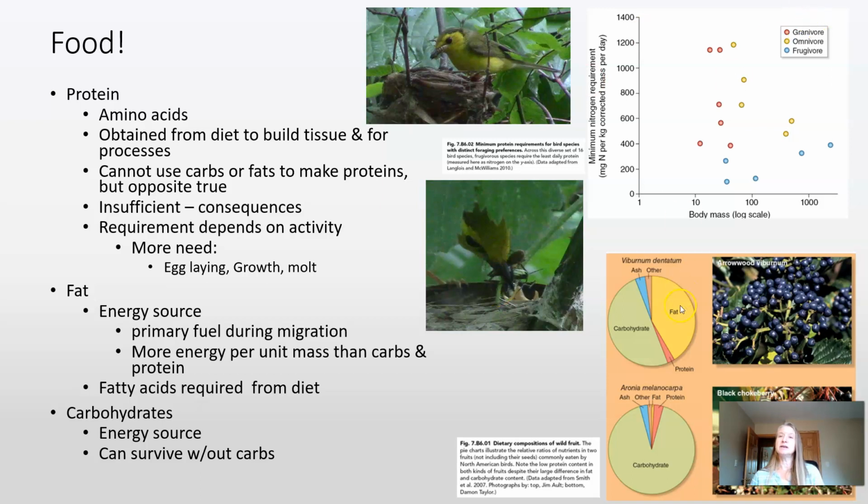Over here, this was, I think, kind of nice from your book. It talked about your body mass, again on the log scale, and the minimum nitrogen requirement that you need. So this would be the protein. And this is kilograms per day, or corrected by mass per day. And we can see different foraging groups. So we have granivores, our seed eaters, omnivores, and frugivores. So our frugivores are requiring less nitrogen each day compared to, say, our omnivores and granivores.